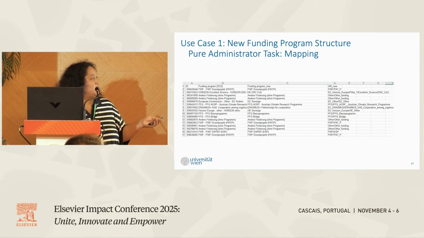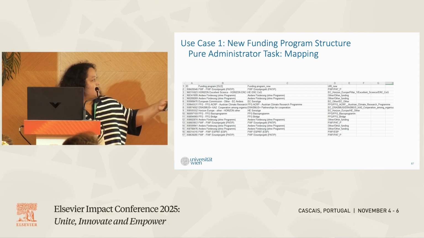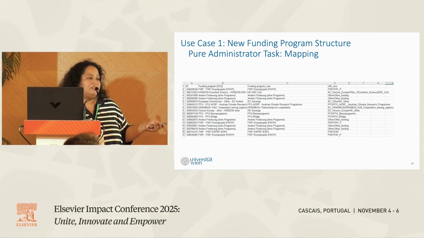Then the next step was the mapping. So you see on the left side the old structure, and in the middle the new one. And on the right side you see the new URI. That's the link that you use in the Pure system.